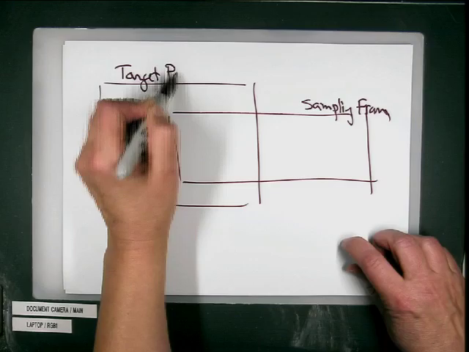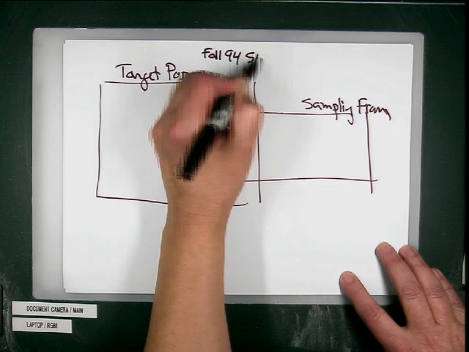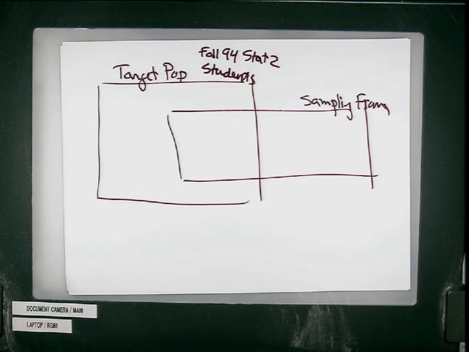All right, so what's our target population? Students in Stat 2 in 1994, right? So I think it was fall 94 Stat 2 students. What's our sampling frame? How do we reach them? The list of students who took the second midterm.